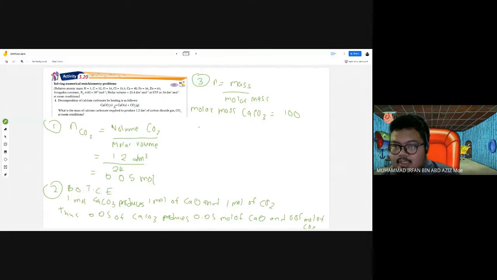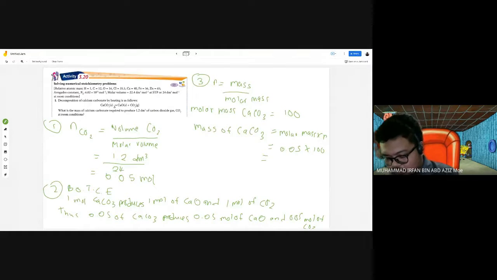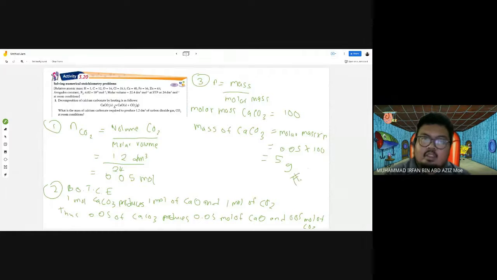So, the mass of CaCO3 is equal to molar mass times by n. So, dapatlah 0.05 times by 100. Okay, you'll get 5 g. Okay, 5 gram. That's the answer, 5 gram. Jadi, for question 1, it is straightforward.